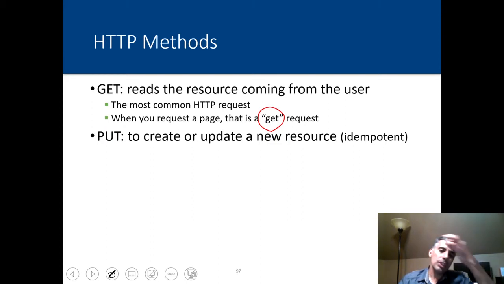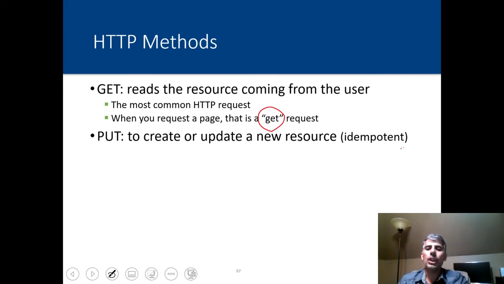Then we have put command. Put is the opposite of get. You can imagine it writes something on the server. For example, when you upload a picture, that's a put command. And then when you upload a new picture replacing the old one, again that's a put command. So put is basically either creating or updating a resource.